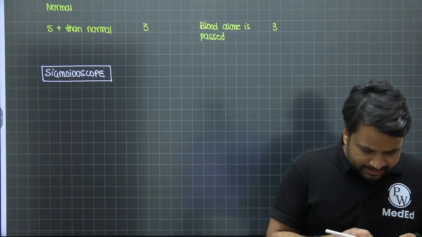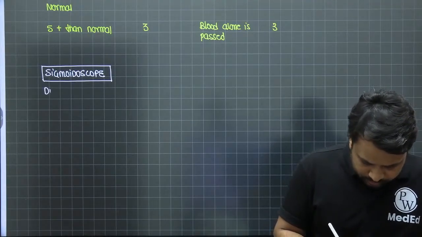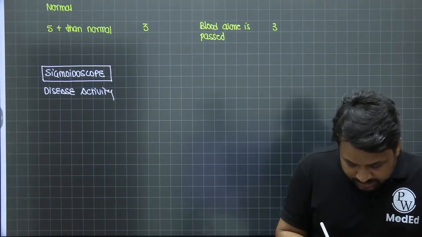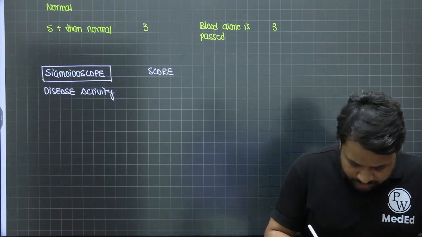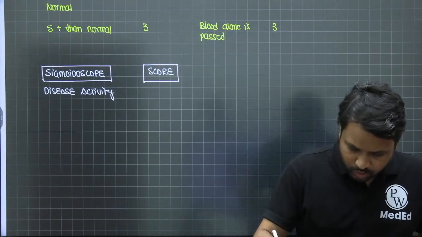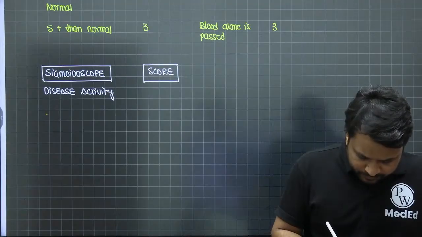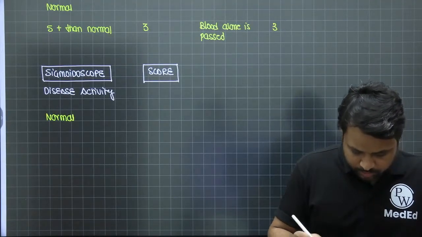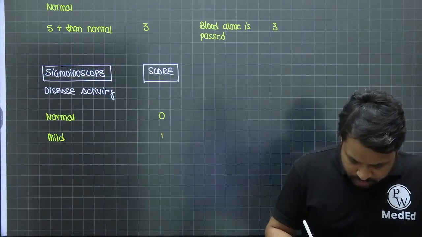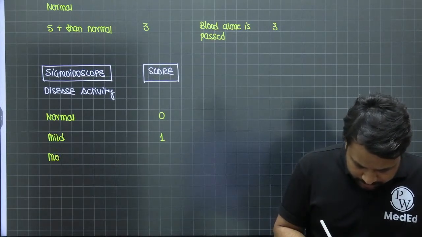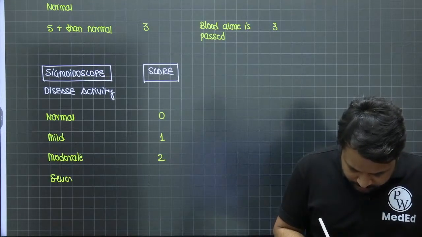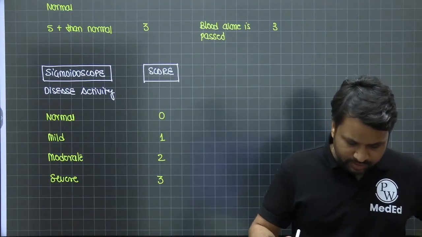So we will measure the disease activity. We will look for the disease activity on a sigmoidoscope, and based upon that, I would give a score here as well, right? Now, on a sigmoidoscope, if it is normal looking mucosa, score of 0. If there is a mildly inflamed mucosa, score of 1. If there is a moderate inflamed mucosa, score of 2. If there is severe inflamed mucosa, a score of 3 is given, right?